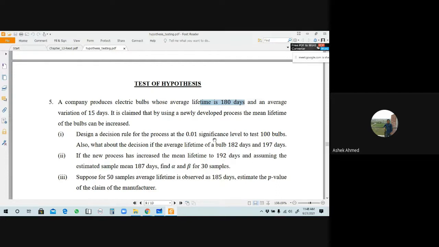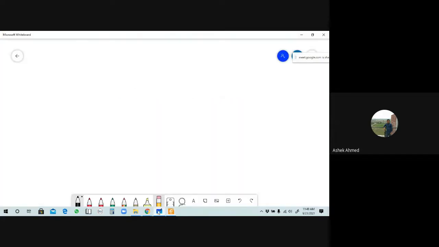Okay, the average means here the mean, is it right? So from this line we can define the null hypothesis: mu equals 180 days. Okay, it's a null hypothesis.